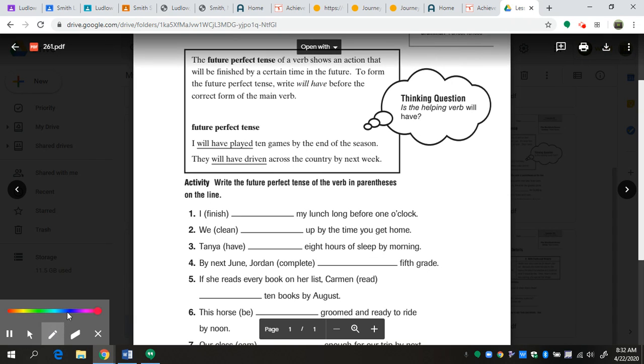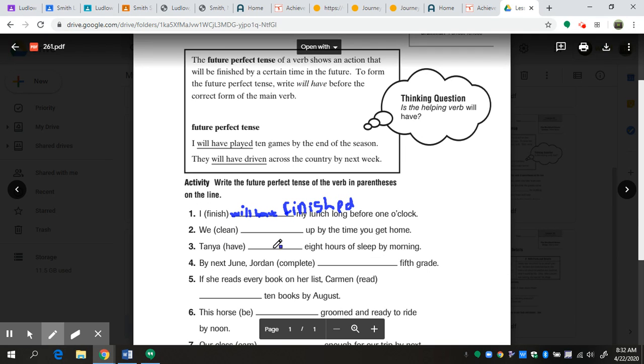So let's look at 1, 2, and 3 again. Every single one of these is going to start with will have. I will have blank my lunch long before 1 o'clock. Finish is my main verb, so I'm going to write finished. Once again, your main verb is always in the past tense. Always. It doesn't matter if it's the future perfect, past perfect, or present perfect. Your main verb is always in the past tense.